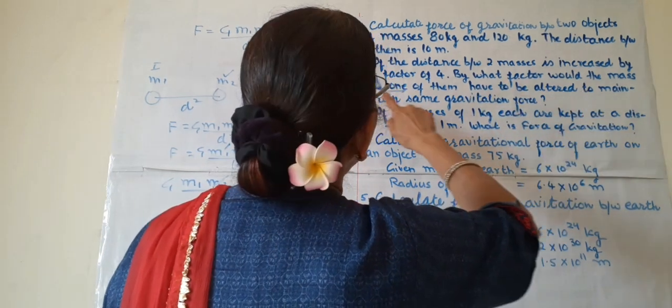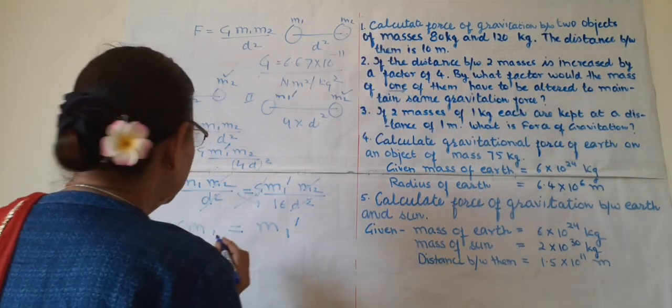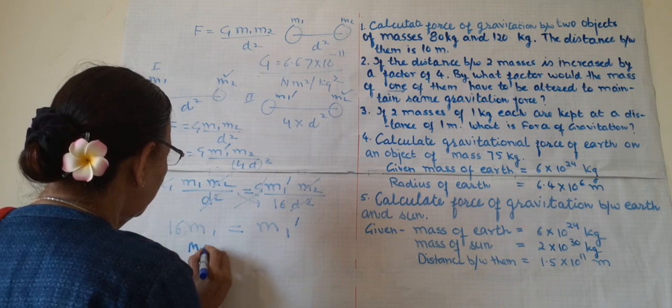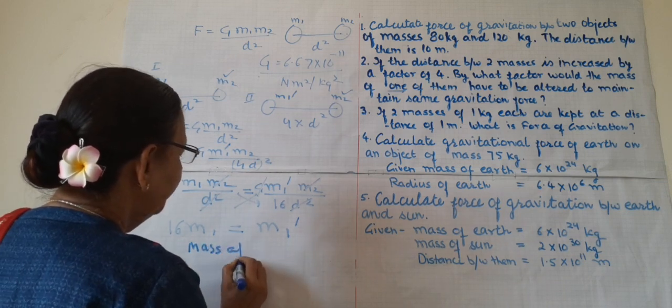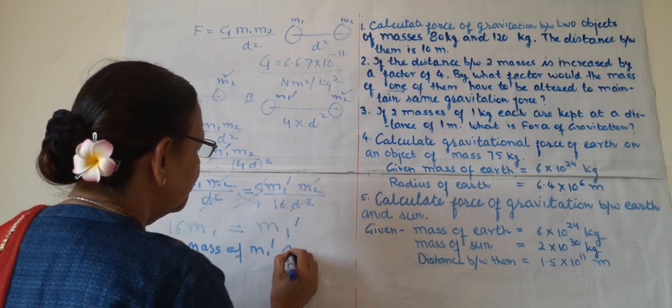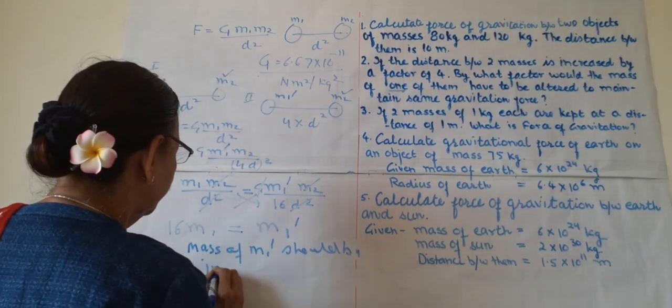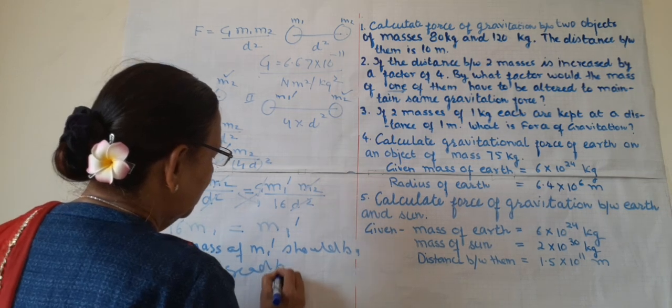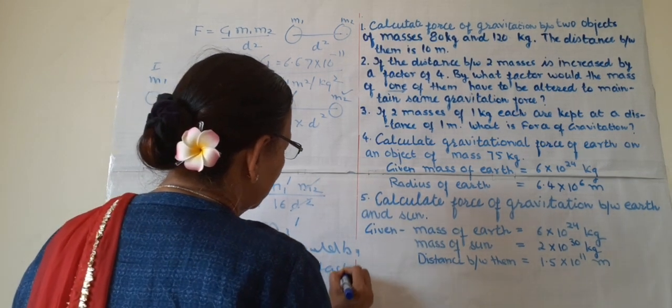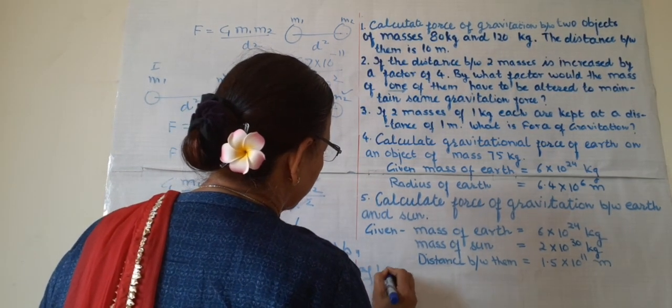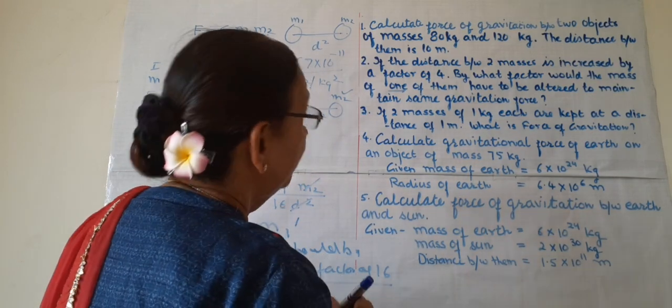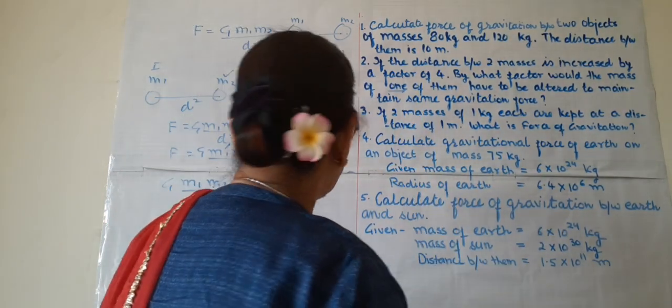What factor should the mass of one of them, that is mass M1 dash, be increased? By a factor of 16. This is the answer of question 2.